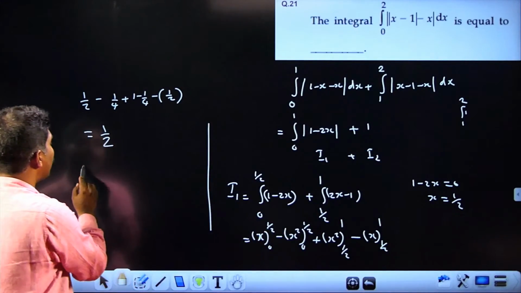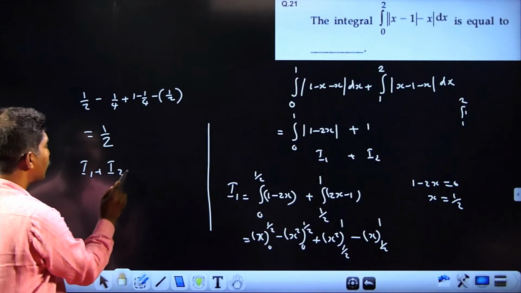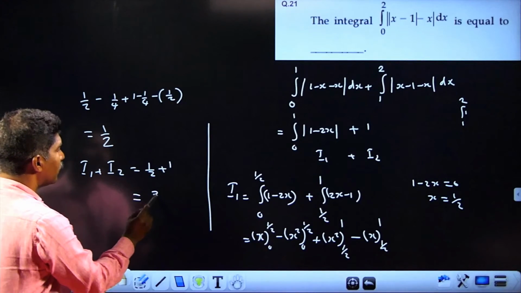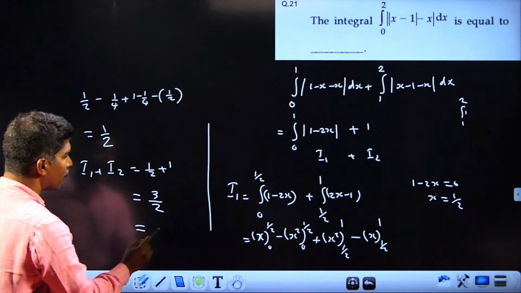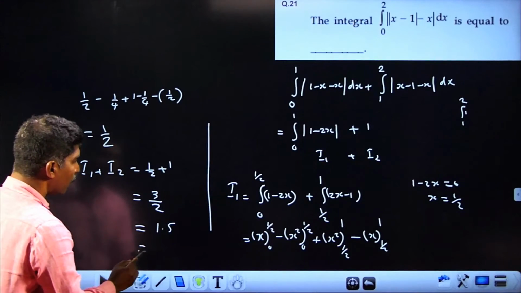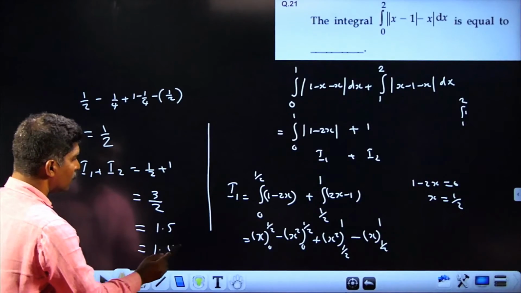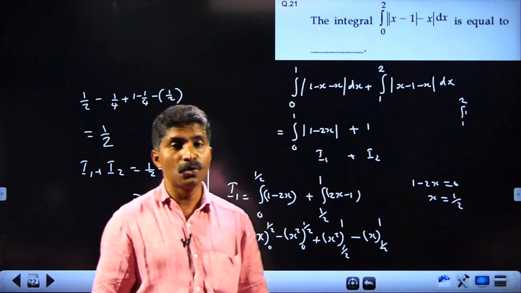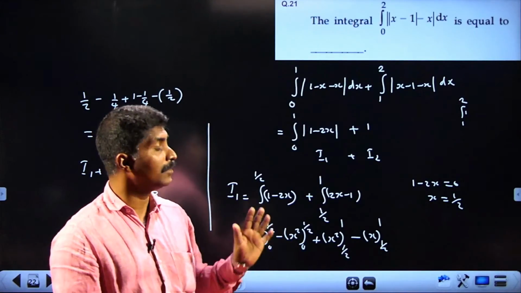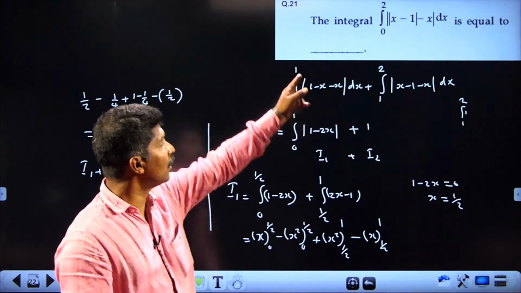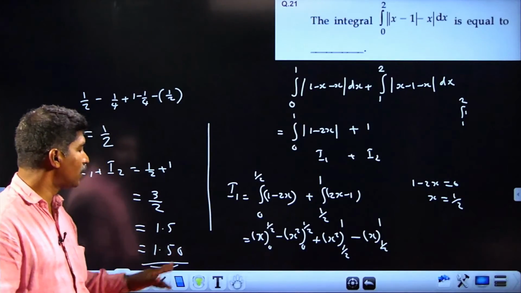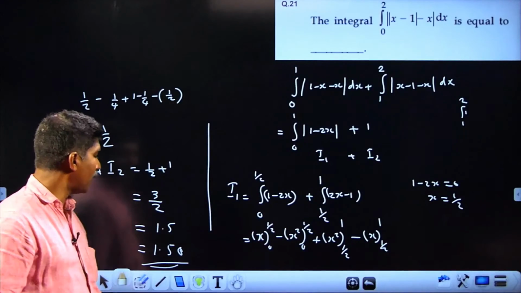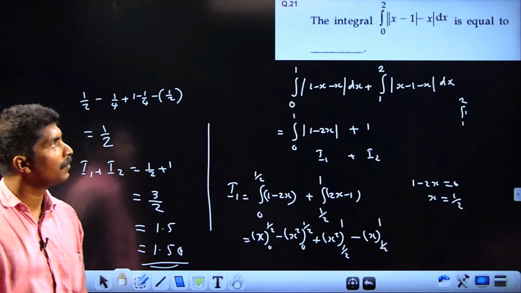So the final answer will be I1 plus I2, which is equal to 1 plus 1 by 2 plus 1. Now you can see that is 3 by 2, but the option you have to mark it as 1.5. Again you have to mark it as 1.50 or something. It is approximated to 2 decimal points. Answer is not given. You have to calculate the exact numerical value, then enter it as 1.50.